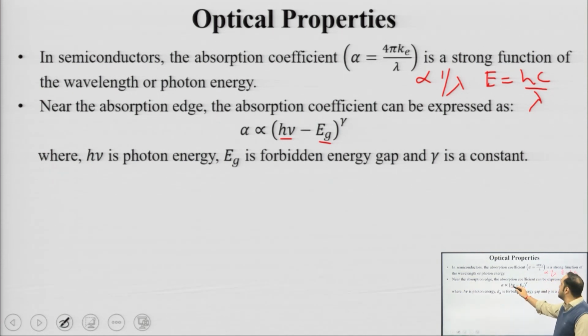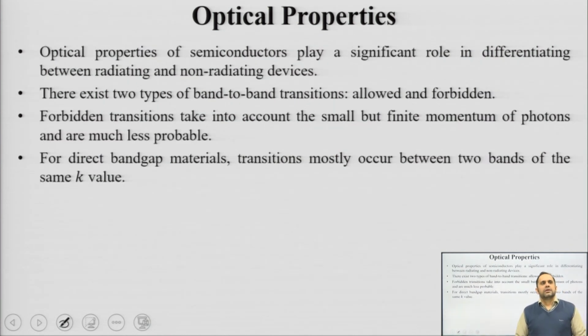So, this is the incident energy minus the energy band gap, plus there is a constant parameter known as gamma. If it is 1, then you can directly say that the difference in energy decides your absorption coefficient, but for certain materials it may not be equal to 1. So, optical properties play a significant role.